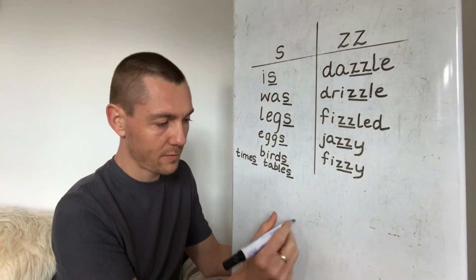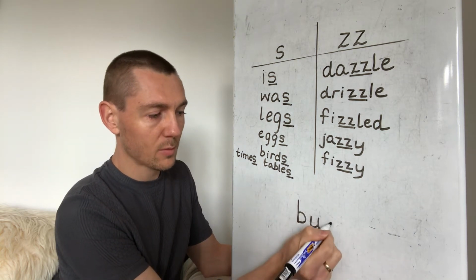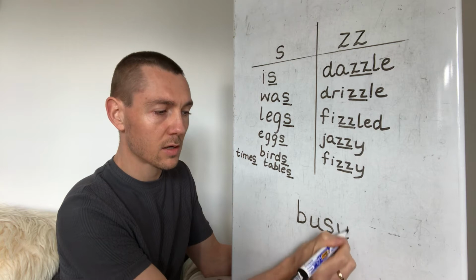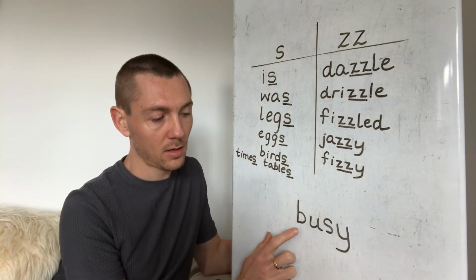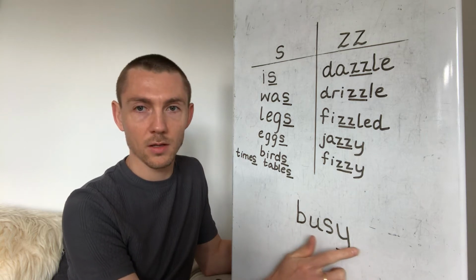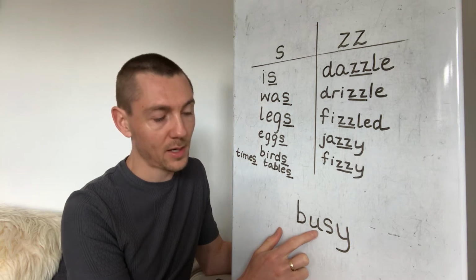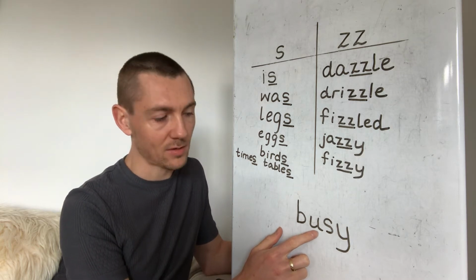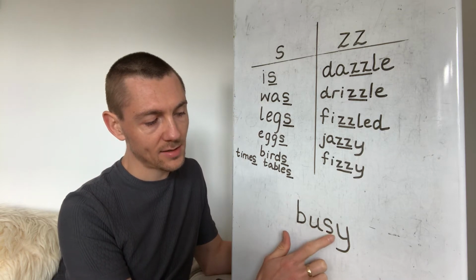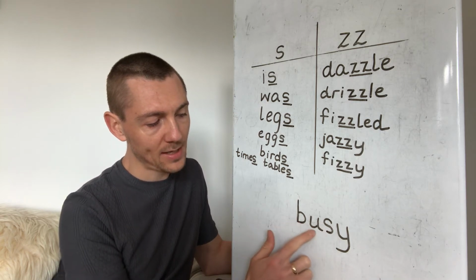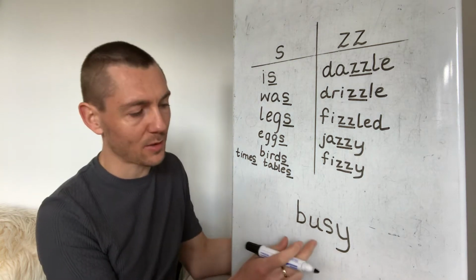Now, last one for today. I want you to think about this. Two-syllable word. After three, the word is one, two, three. Now in this word, the U is being used to spell the I sound. Okay? So we say B, I, Z, E. Busy. Busy. So this is how we spell the word busy.